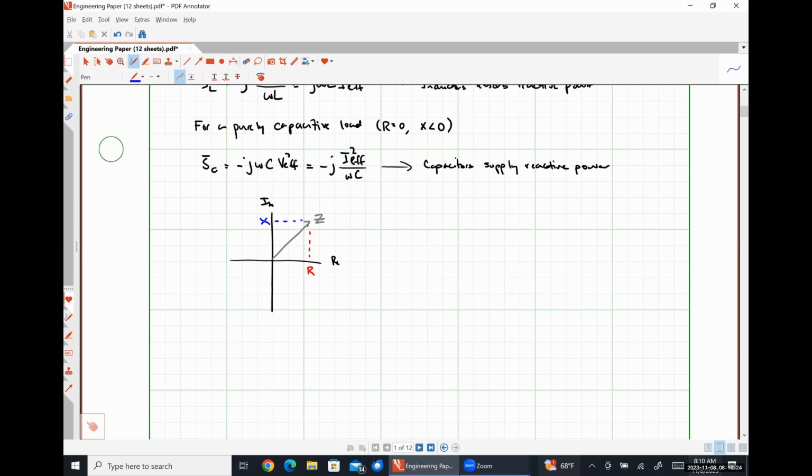For a purely inductive load, our reactance is positive, which means we're going to vertical axis, but we're going to be on the top half of the plane, right? So we have no resistance, we have positive reactance. For a purely capacitive load, X is going to be a negative number. So we'll be somewhere like down here. Is that adequate? Okay. Any other questions about these relationships?